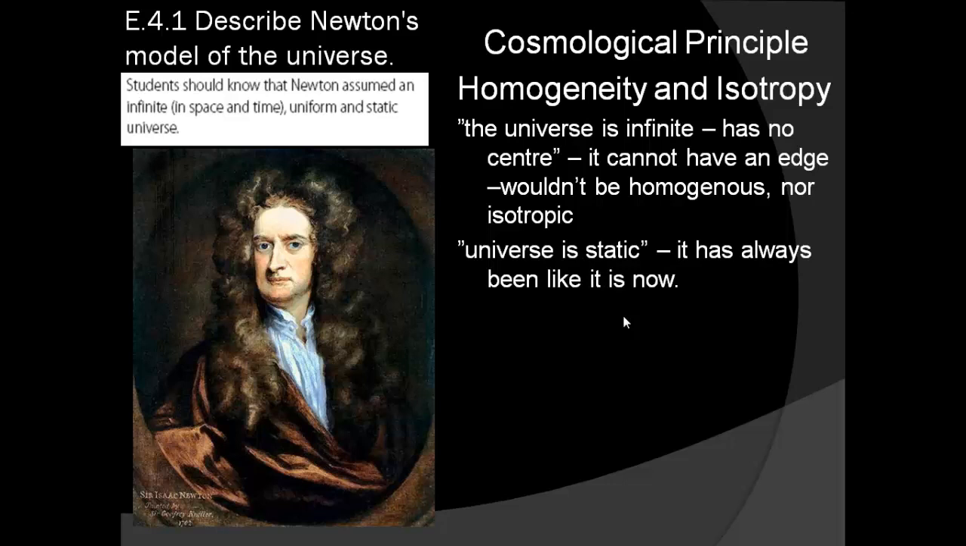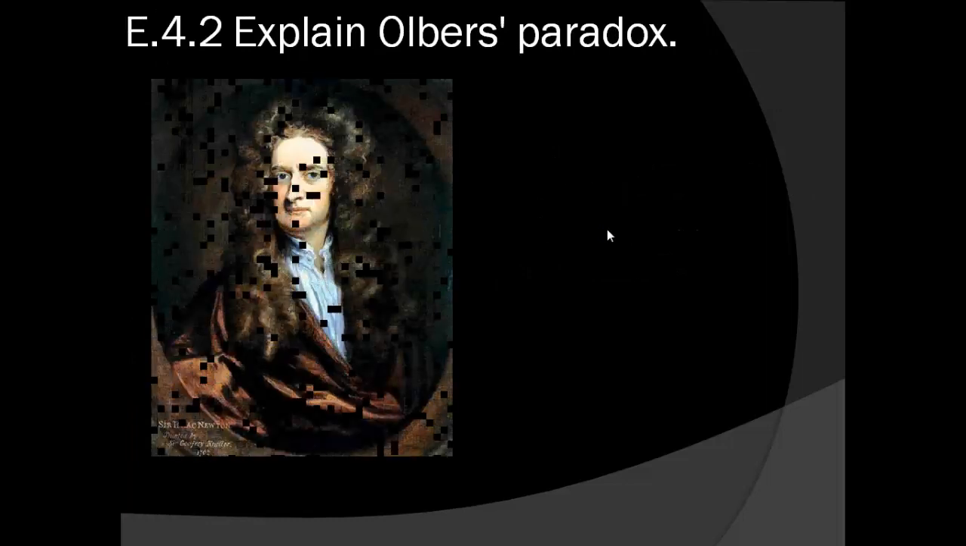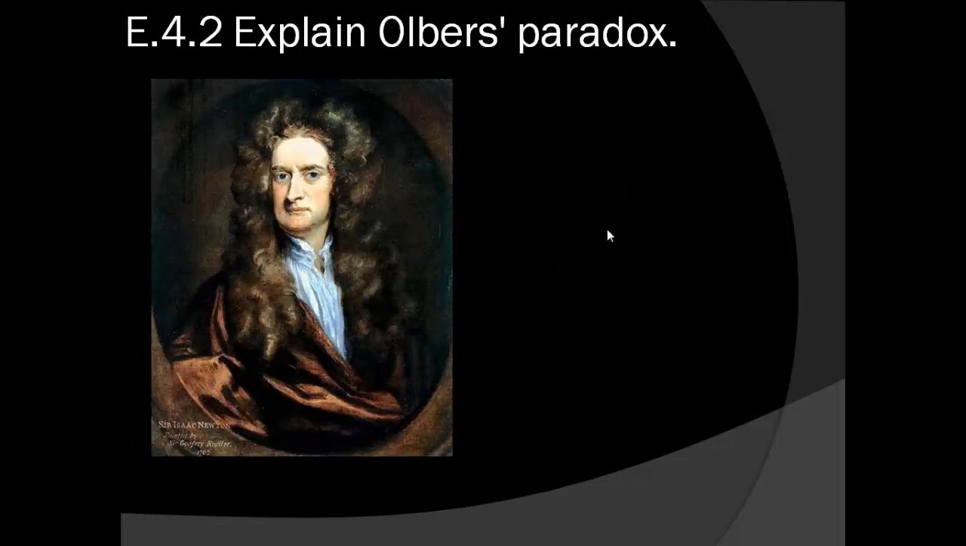Also, the universe is static. It has always been like it is now. Olbers' paradox. Newton believed that it was infinite, uniform, and static. The problem is, if the universe had been like this, the night sky would be infinitely bright, and we have to look at why the argument is that.